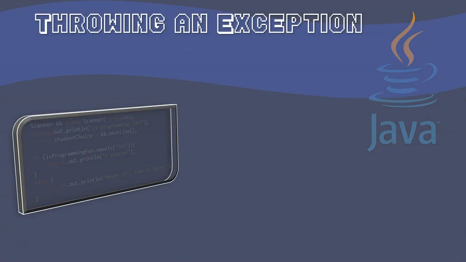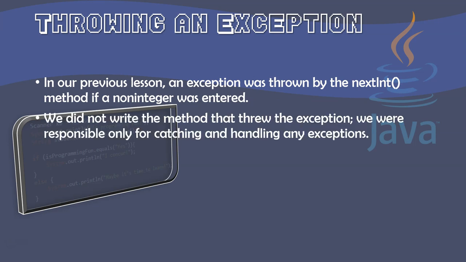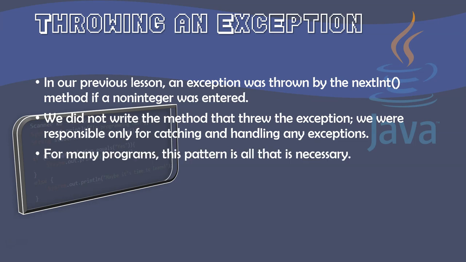So when we talk about throwing an exception, last time we did this, we looked at this, for example, when we said, hey, we're going to use nextInt, and we put in a non-integer. So, for example, we typed a letter, and we handled that exception accordingly. Now, we did not write the method that threw the exception. We are only responsible for catching and handling any exceptions. And for many programs, this pattern is all that we need. All right, we just write whatever exception we need, and we'll handle the code accordingly.